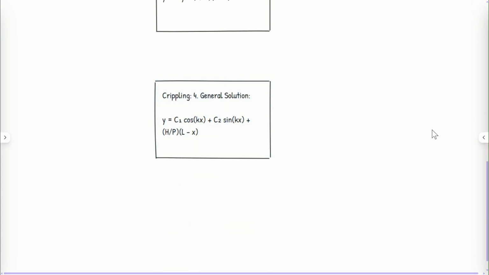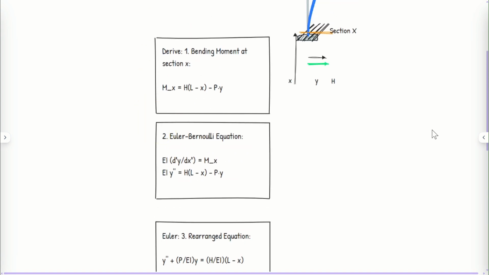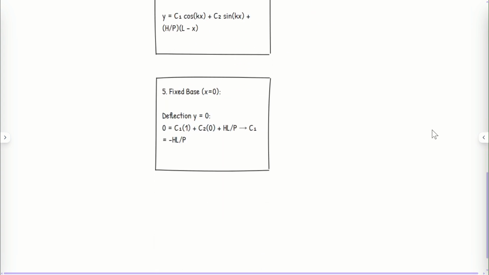The general solution to this differential equation combines a homogeneous part and a particular integral. The sine and cosine terms represent the natural wavy shape of the buckled column. Now we apply boundary conditions.